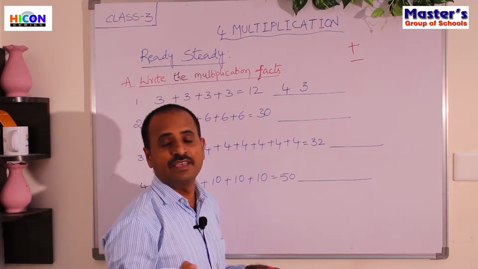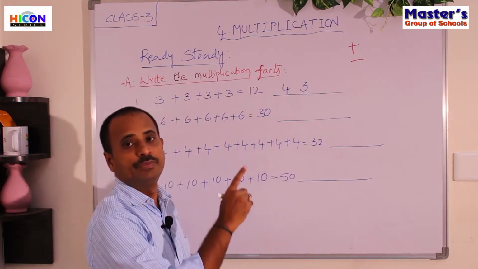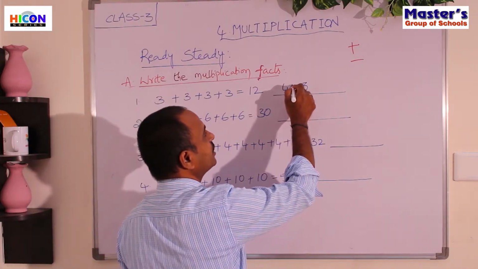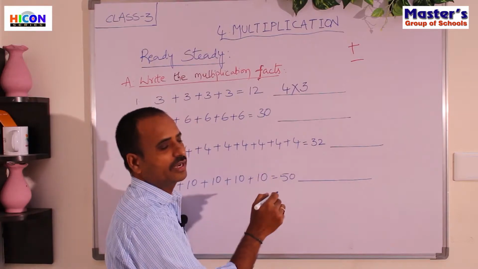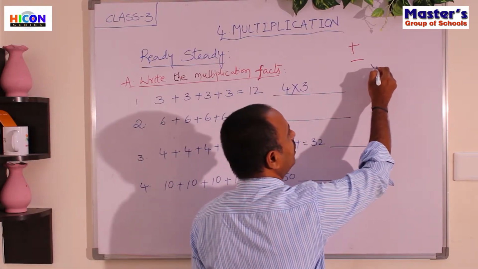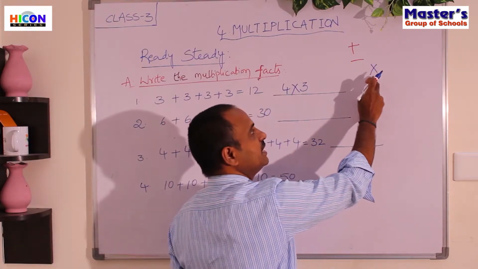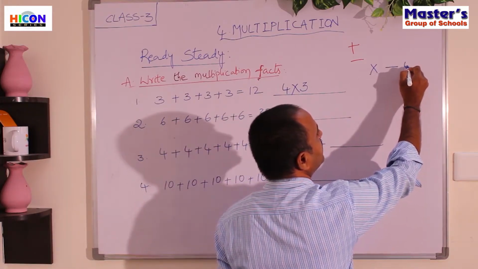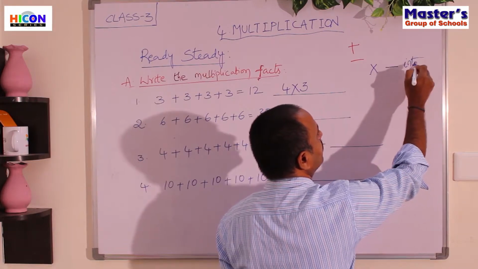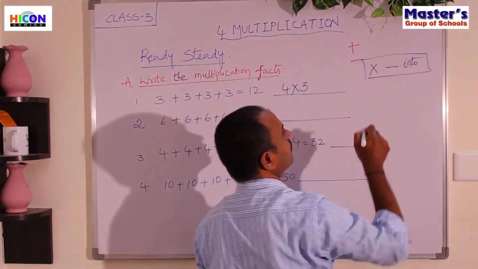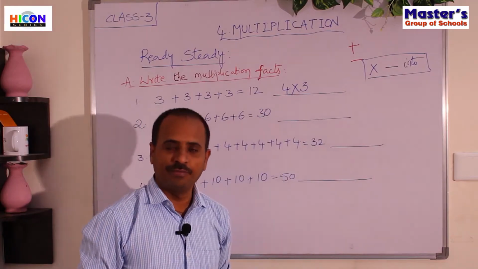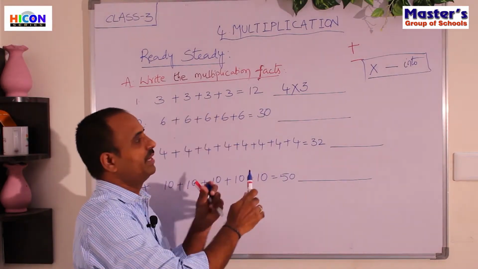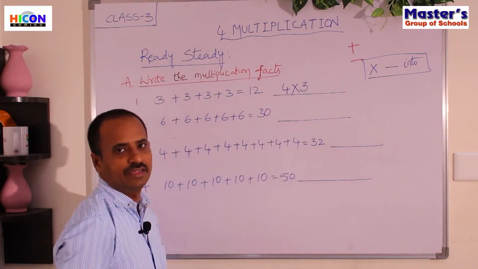And write the symbol for multiplication between these two numbers. What is the symbol for multiplication? Into. Children, what is this symbol called? Into. This is the symbol for multiplication and it can be read as into. So in this way, this repeated addition can be converted into multiplication like this.